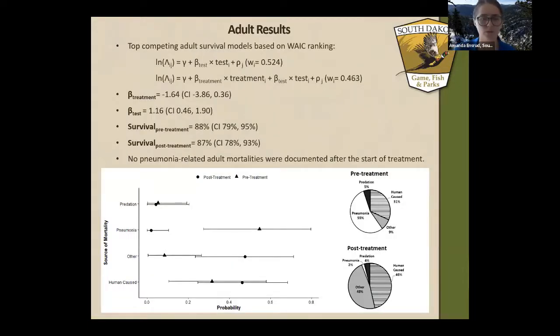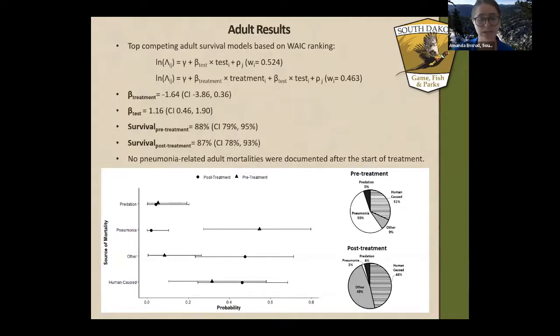So, just going to go over the adult results a little bit. At the top there are my two competing top survival models based on WAIC ranking. The covariates that we used were beta test, which was a binary covariate, and individuals were given a 1 if they had ever tested positive for MOVI, and a 0 if they had only ever tested negative or indeterminate for MOVI. This was all based off of MOVI PCR data. And beta treatment was also a binary variable and varied by time in weeks, taking into account the individuals that were alive before and after treatment.